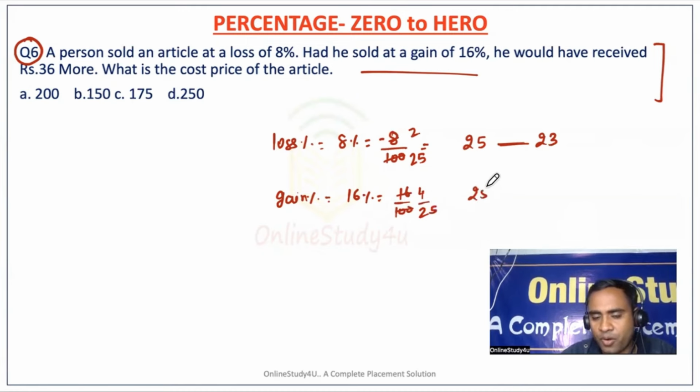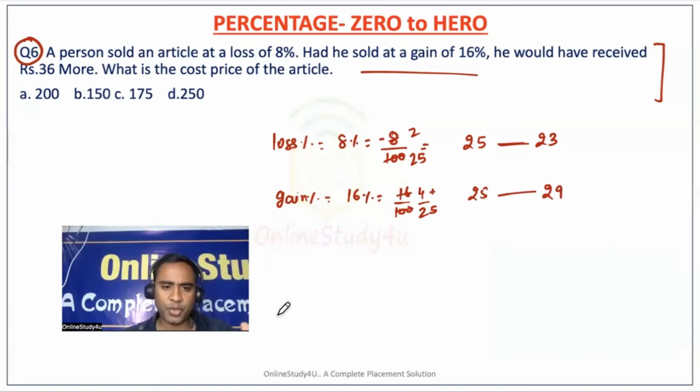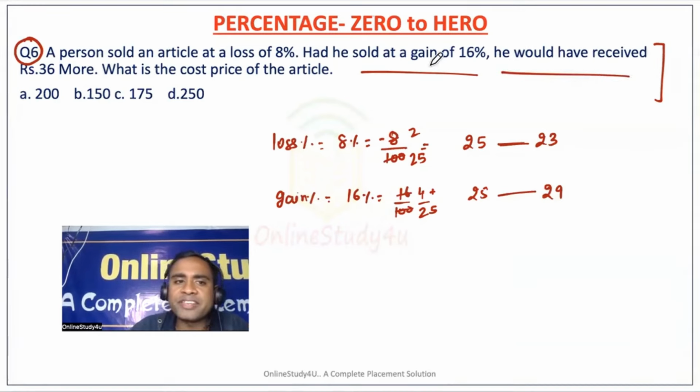That means if I would have bought at 25 and sold it at 29, right? Plus 4. Now this will be clear because we are doing multiple problems based on that. From 25, he would have sold at 29, then he would have received 36 rupees more in this whole loss and gain process.